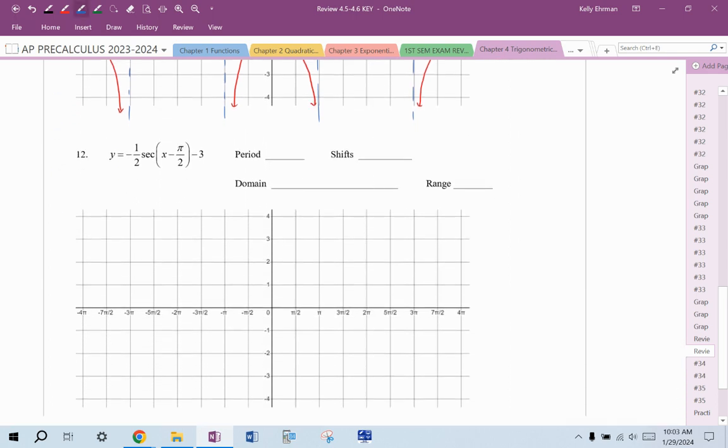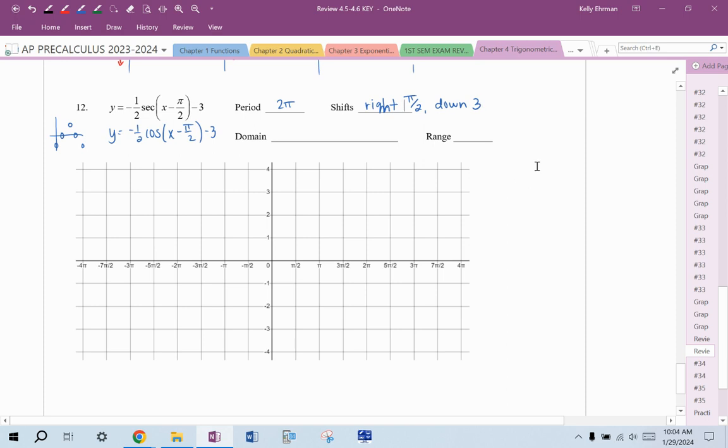Last graph here is a secant graph, so we should be looking at this as negative 1/2 cosine of nothing to factor out, x minus pi over 2 minus 3. So I'm going to remind myself that a negative cosine graph starts below the midline, midline above, midline below. The period here is just 2 pi. There is a phase shift to the right, pi over 2. And there's also a vertical shift, which is down 3. And we'll do domain and range once we get the thing graphed.